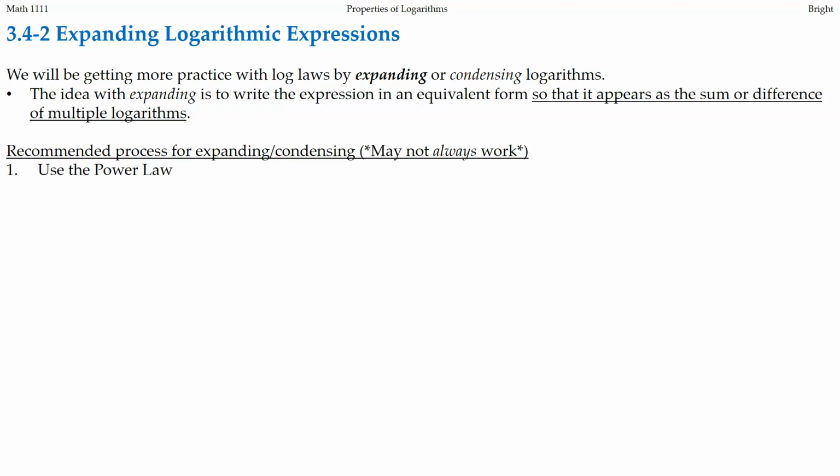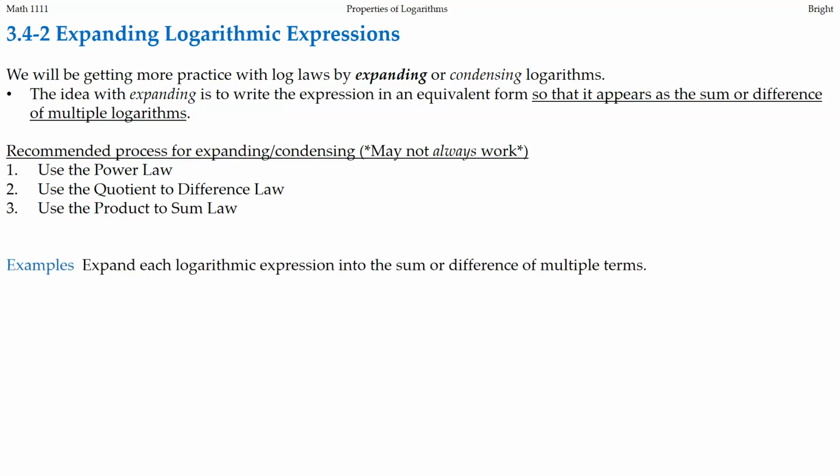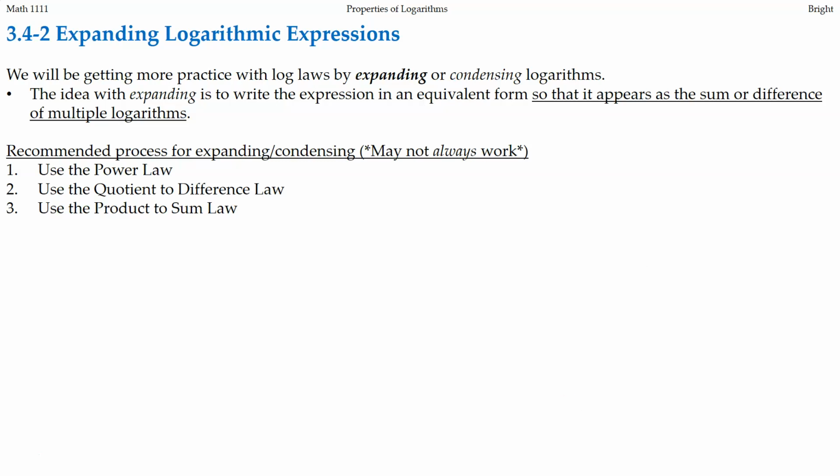First, always try to use the power law. When we're expanding, we're going to be looking for exponents and writing those as coefficients. But again, the exponent has to be on everything. After the power law, try to use the quotient to difference rule. If there's a division inside the logarithm, that division inside becomes subtraction outside. And then lastly, product to sum. Whenever you see a product inside of a logarithm, write it as a sum of same base logarithms. Again, these may not always work, and we just have to be careful.